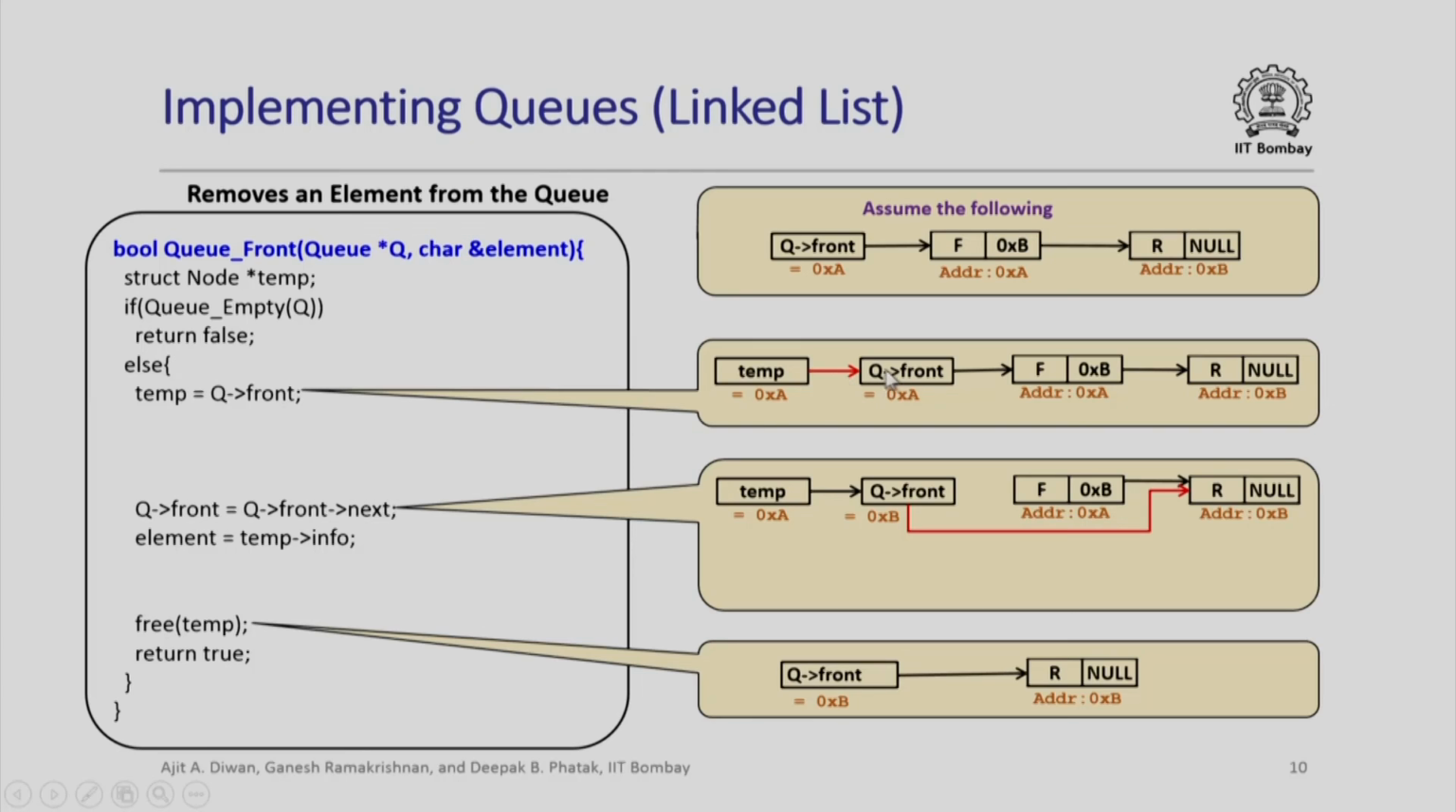Next, I assign queue front next to queue front, that means I am moving this pointer here to the queue front to point to this r. Now, this element is the one which I am returning and therefore, I say element is equal to temp info because temp info is pointing to this f. Having done that, I free temp so that my entire temporary storage is released. That means this node f is released and Q front now points to r. So, the Q is now continuing with the remaining elements.